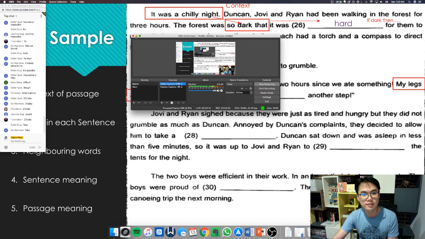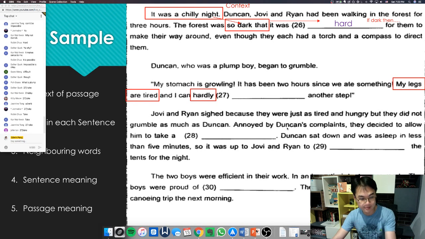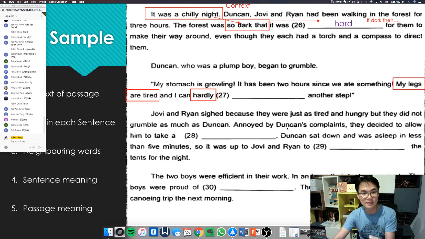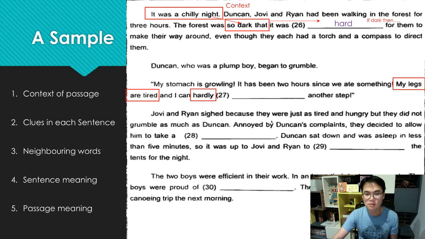Remember what I said, boys and girls, don't be too caught up with the answers yet. Look at the process, right? It's more important that you master the process than that you get the correct answer. You must understand how and why you arrive at your answer, okay? Yes, you're all correct, well done, but why? Because hardly is an adverb, and hardly always describes a verb, right? An adverb describes a verb, which means that number 27 has to be a verb of some sort.